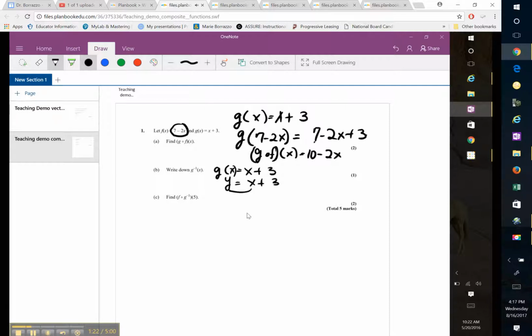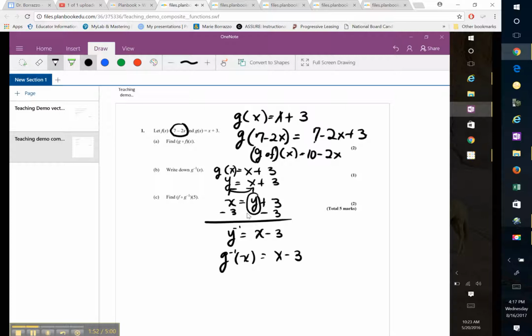Swap these guys out. Swap the x and the y. You're going to get x equals y plus 3, and now we're just simply going to solve for y. So if I'm solving for y, this is going to become my focus. I'm going to subtract the 3 on both sides, and this will leave me a y equal to x minus 3. And now remember, this is now going to be the inverse of g of x, which is x minus 3.